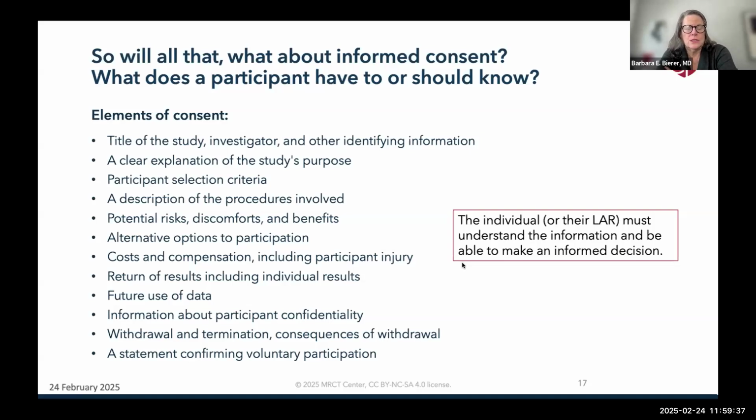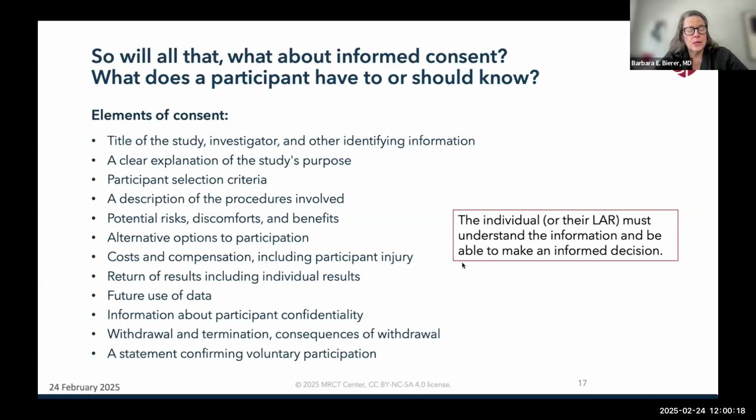All of that already goes into consent for interventional trials and for largely repositories. But so we're already asking a lot. And principally, as we said, the individual or the LAR must understand the information and be able to make an informed decision. So when we're consenting, particularly for future use of the data, you'll see IRBs very concerned about including a long description of what the risks and benefits might be.